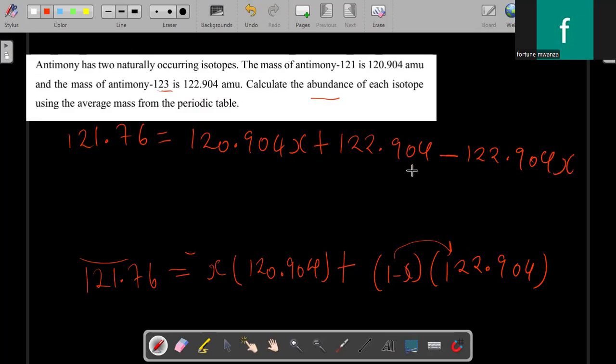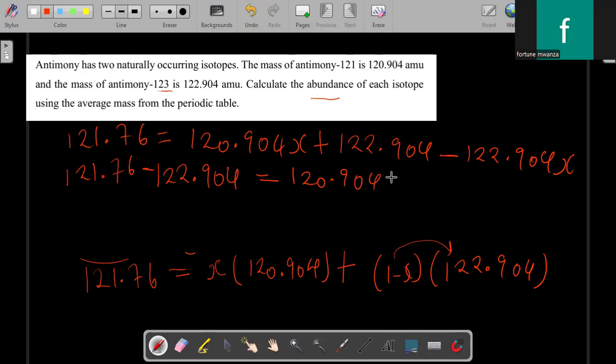Okay, so this is my equation. From here, I can group the right terms. So I can move this guy so that it goes the other side. Okay, so I still have my 121.76 the other side. I bring this guy the other side. Okay, I bring him, will be negative. So it will be negative 122.904.